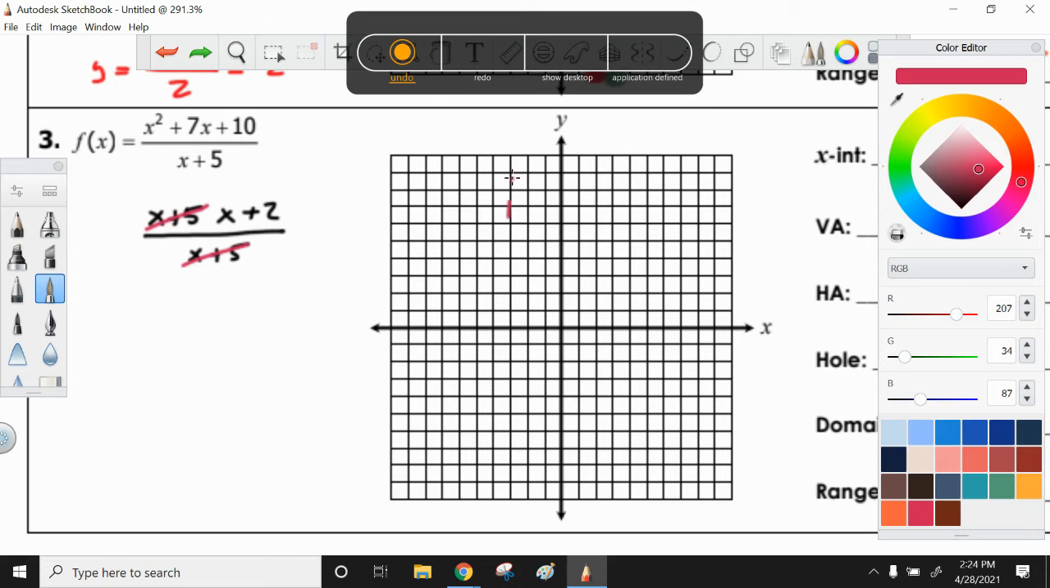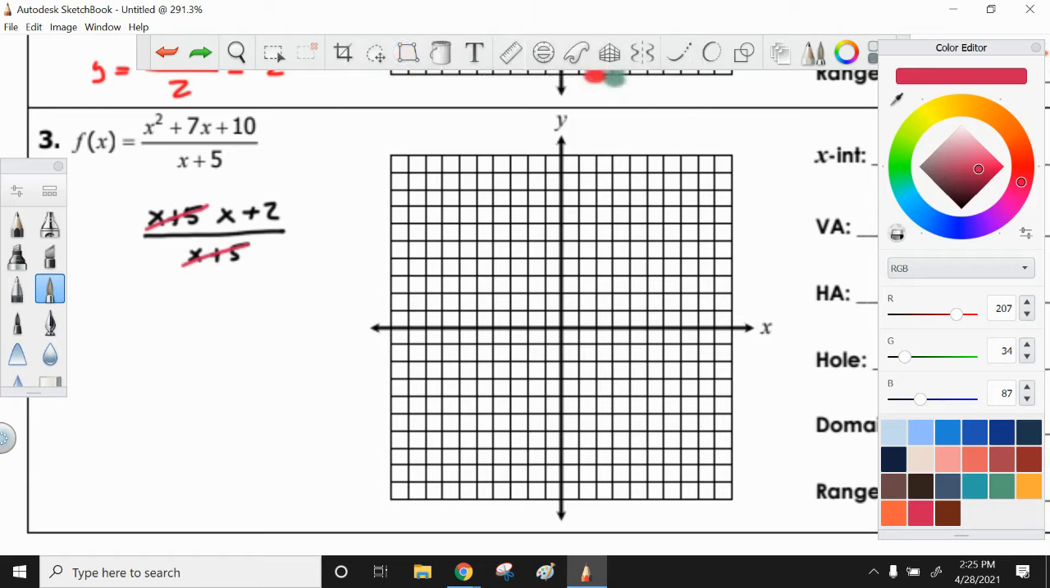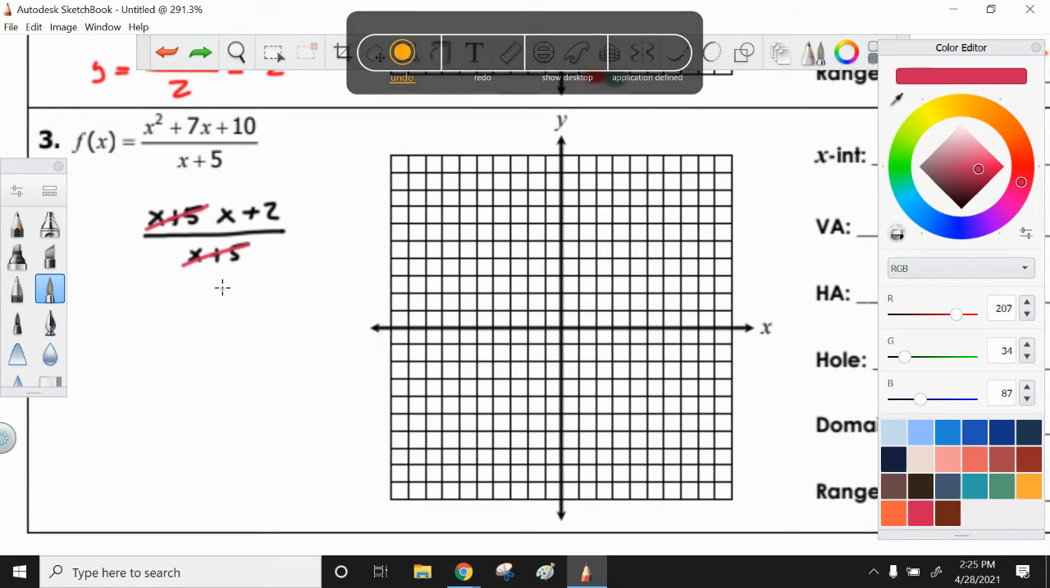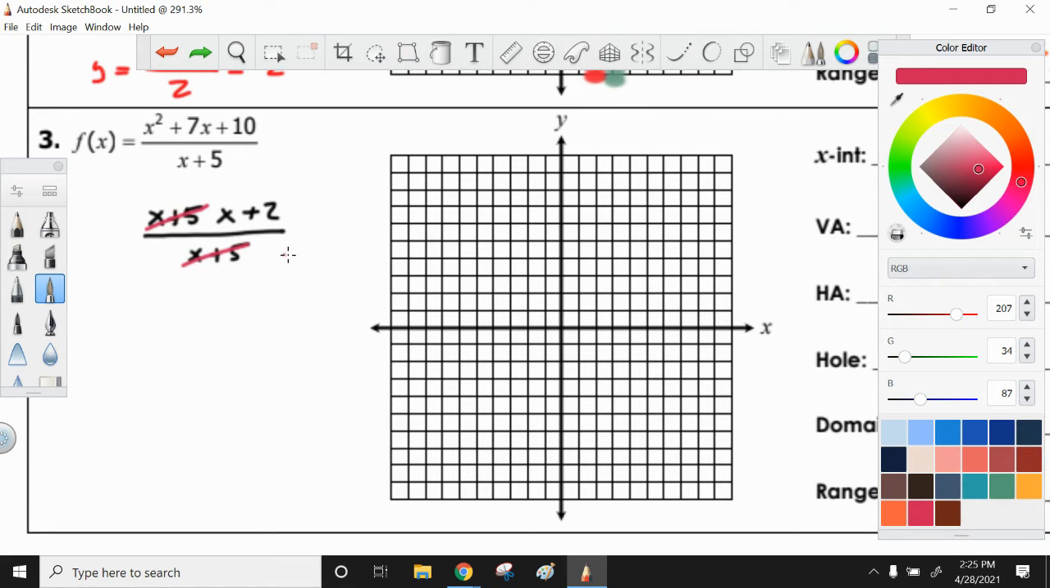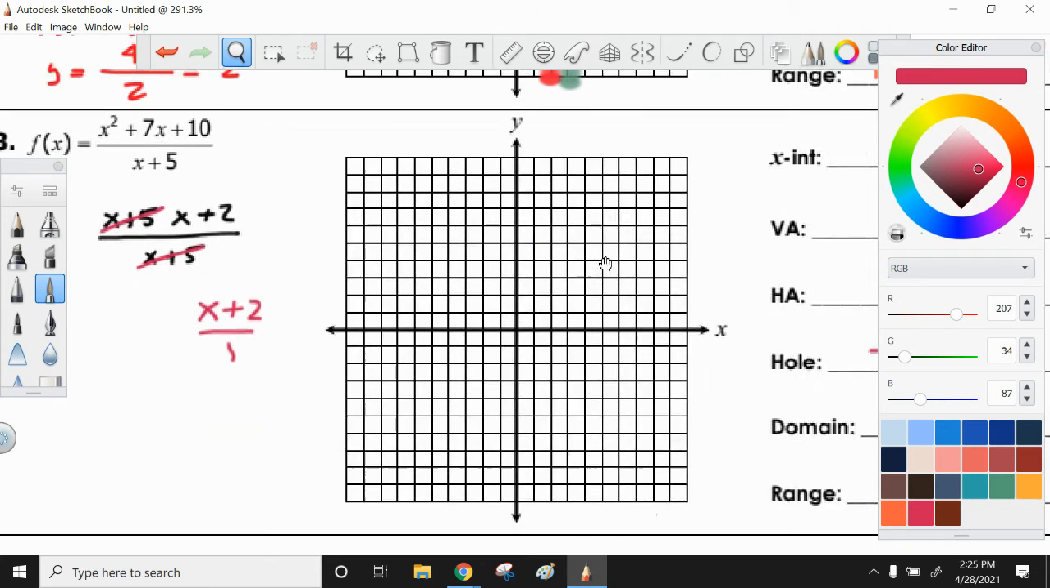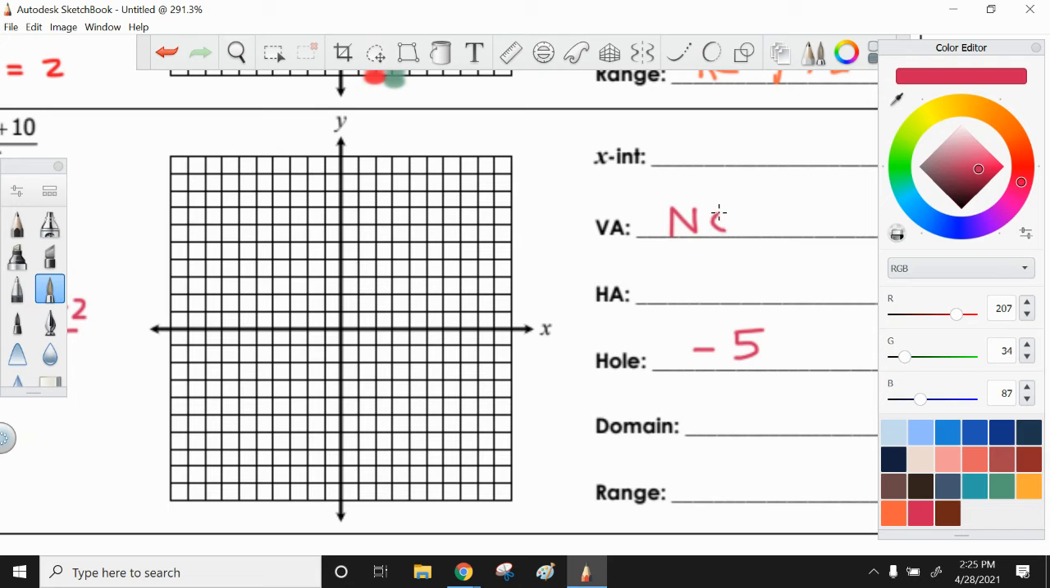But my vertical asymptote, where the bottom is equal to 0, I don't have a bottom anymore. I mean, I created a hole, but there's no more bottom equals 0. There's only a 1 down here, because I have x plus 2 over 1. Where does 1 equal 0? It doesn't. And so I actually am going to end up with no vertical asymptote for this one.